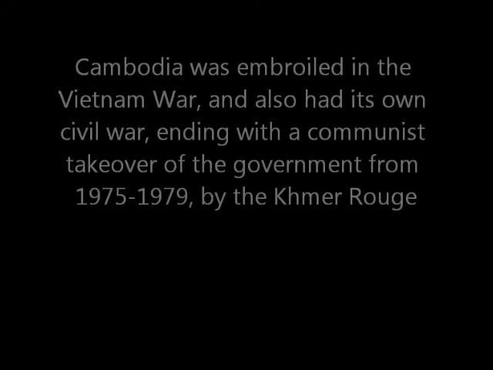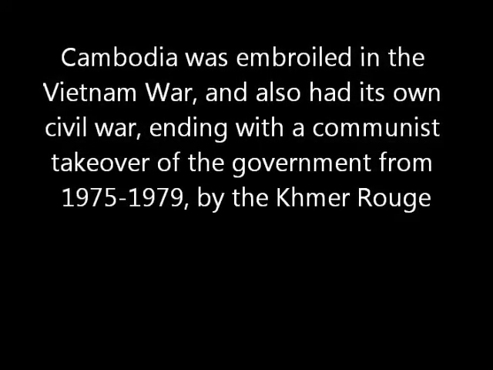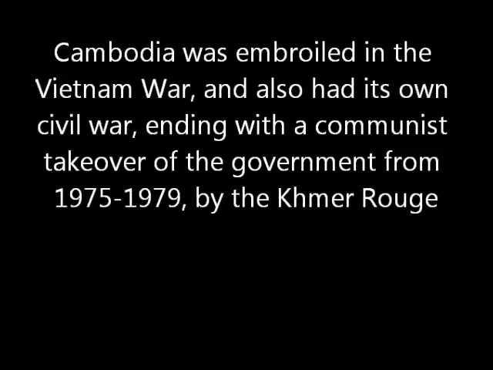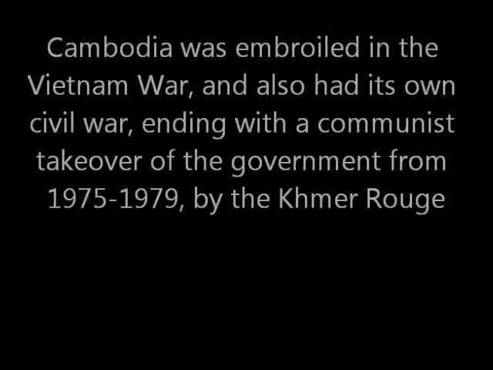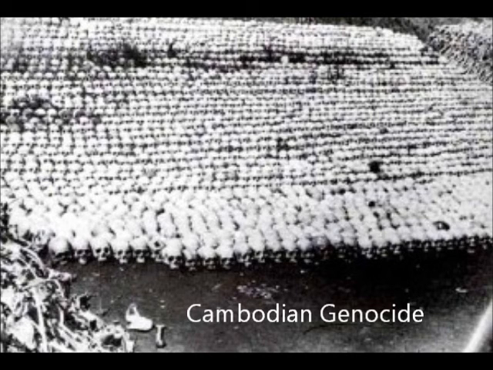Additionally, Cambodia had a civil war in the early 1970s that ended in 1975 with the communist takeover of the country by a communist rebel group called the Khmer Rouge. This group orchestrated a massive genocide of 800,000 Cambodians from 1975 to 1979 as they attempted to recreate the earlier Khmer kingdom from thousands of years before using communism.